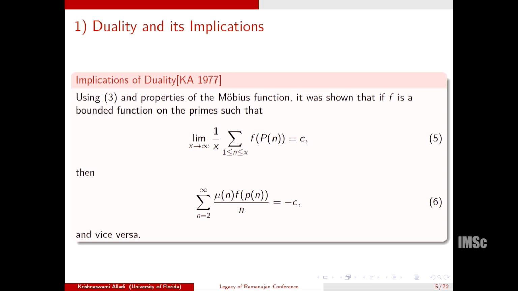If f is a bounded function on the primes such that this function has an average over the largest prime factor, let's say the average is c, then the series from 2 to infinity, mu of n, f of the smallest prime factor of n divided by n, is minus c, and vice versa. So if the series converges, then that average exists, but it's c to minus c. Okay, so this is the result that you get as a consequence of that duality. Of course, quite a bit of analytic work is needed to get this, but this is the result that you get.